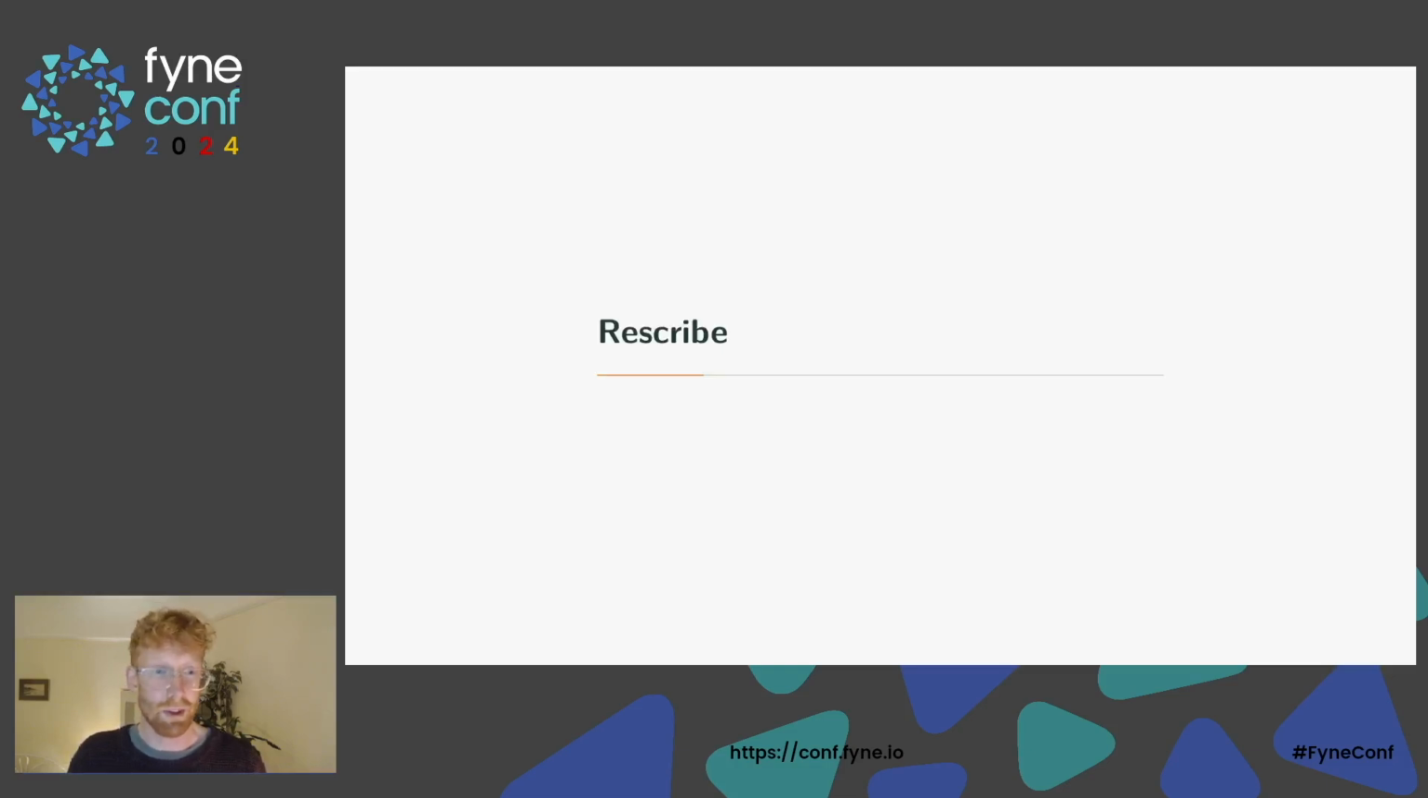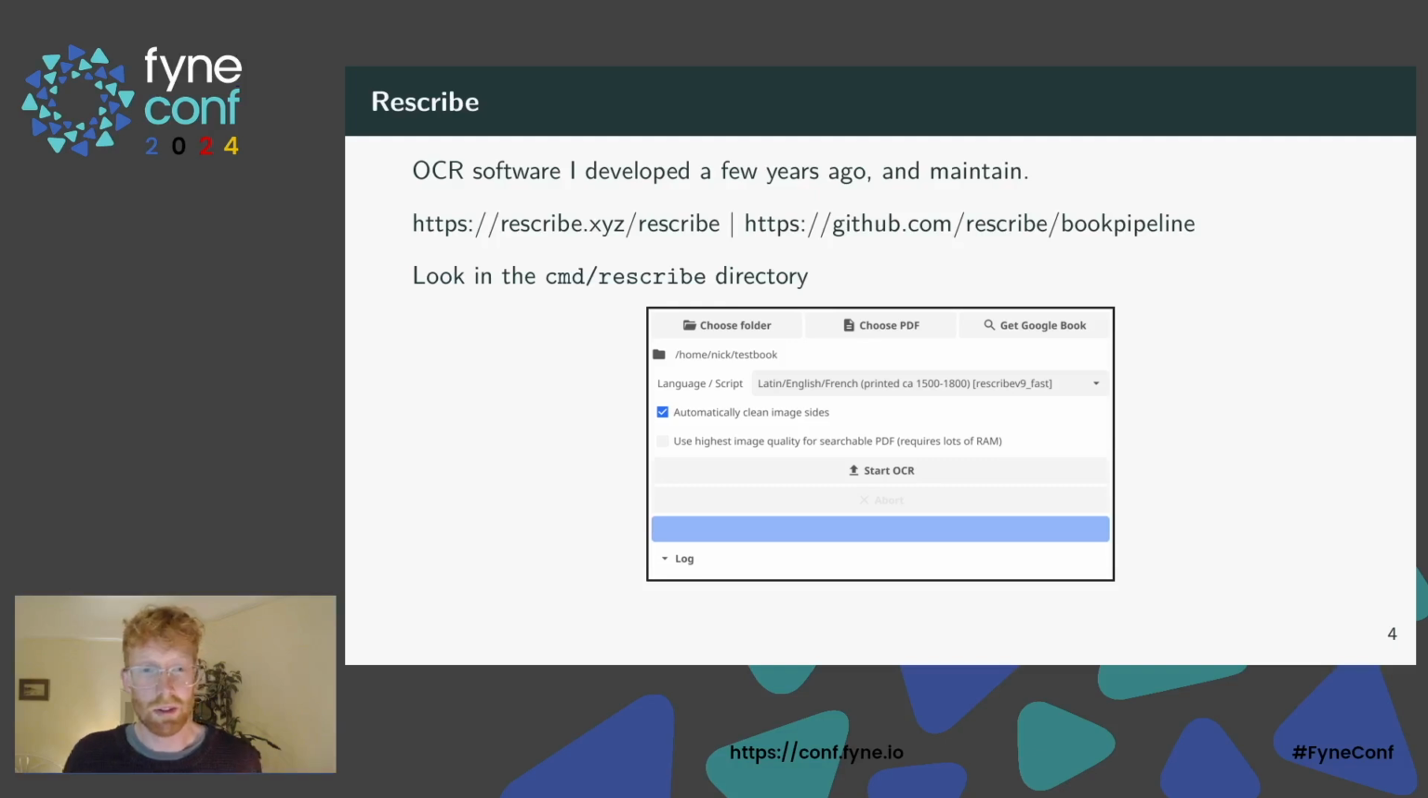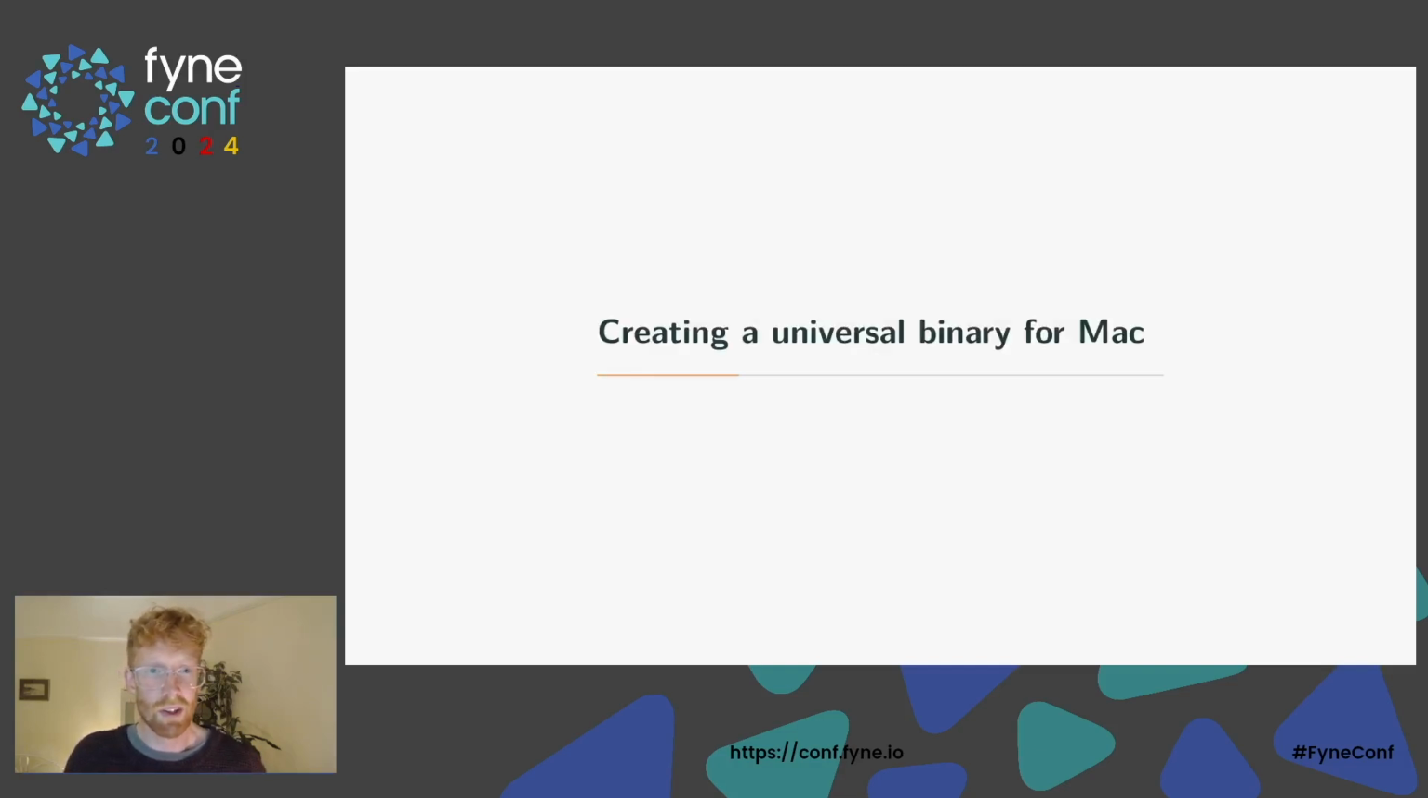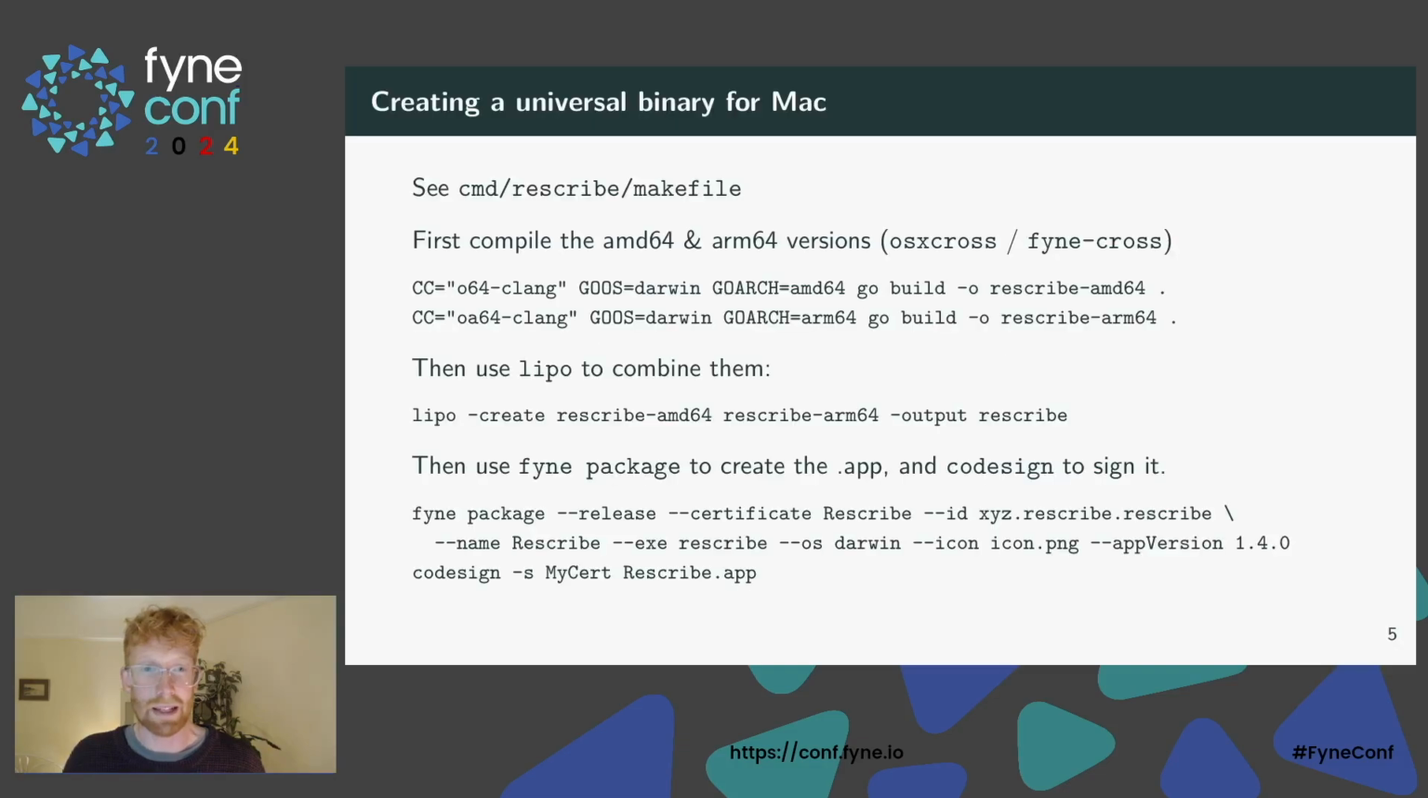Anyway, let's go. Rescribe. So it's a piece of OCR software. The GUI is in Fyne. This is the GitHub address for it. If you're interested in looking, the command/rescribe directory has all the interesting stuff from the perspective of Fyne and packaging and stuff, including a makefile. Okay, creating a universal binary for Mac. So you probably know newish Mac laptops have ARM chips rather than Intel chips, M1, M2, etc. Obviously these are different architectures, so you need to build them differently.